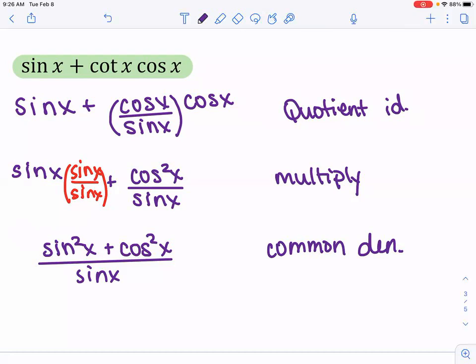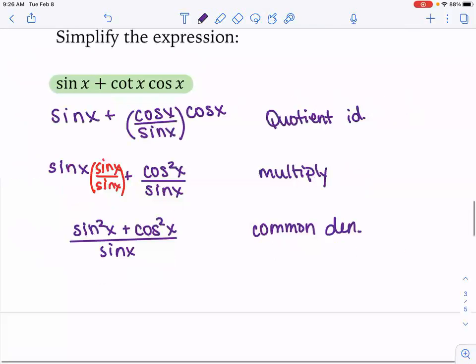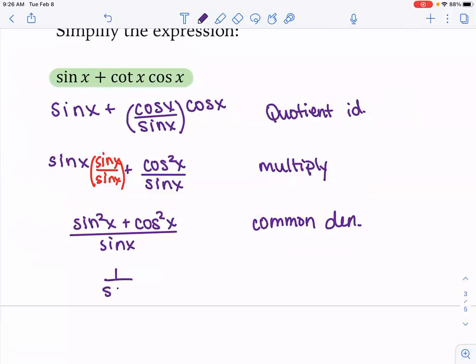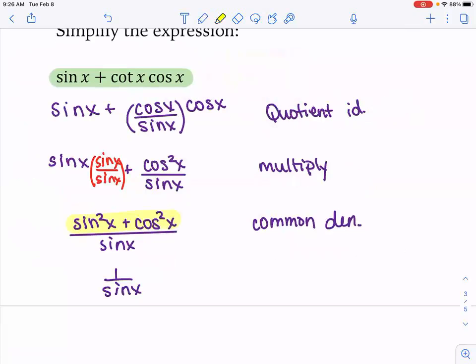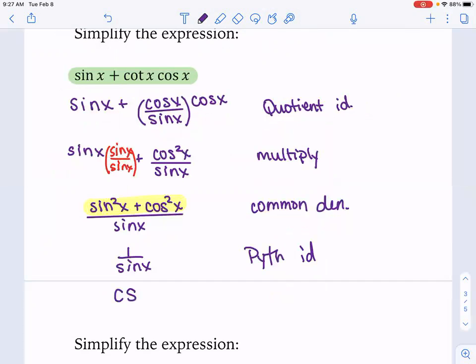Why is it 1? We have a Pythagorean identity. We know that sine squared plus cosine squared is 1. Hank, is there something else we can do? We know that 1 over sine is the same as cosecant x because it is a reciprocal identity.